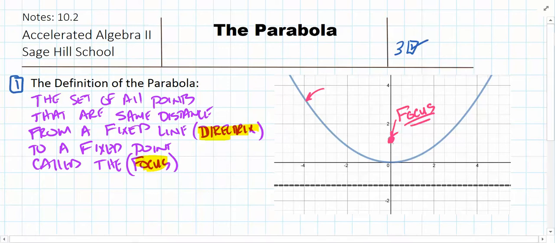So we have this focus here, we have the parabola, and then we have this line over here called the directrix, D-I-R-E-C-T-R-I-X. The definition says it's the set of all points that are the same distance from a fixed line, the directrix, and a fixed point called the focus. So here's what they mean. Let's pick any point.